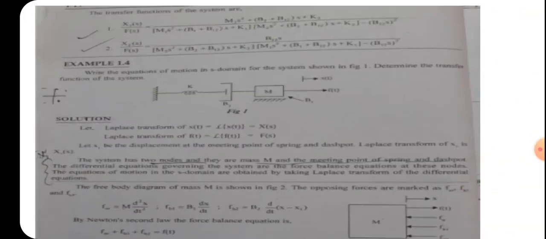Next is another example. Write the equation of motion in S domain for the system shown in the figure. Find the transfer function of the system. Here the system is shown. In this system, force is input f(t) and the output is x(t). Laplace transform of x(t) is X(s). Laplace transform of f(t) is F(s).